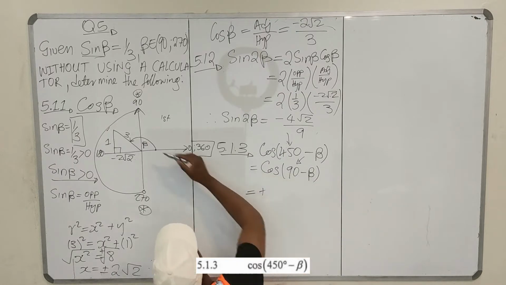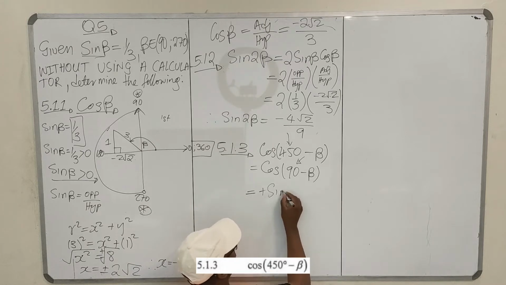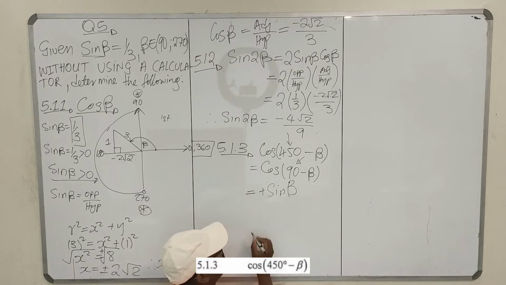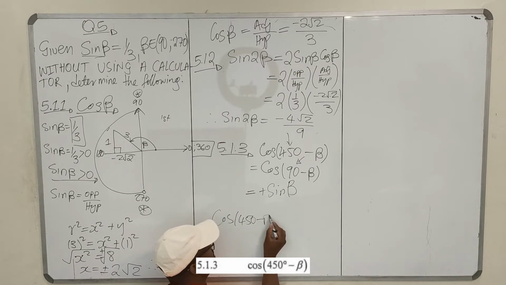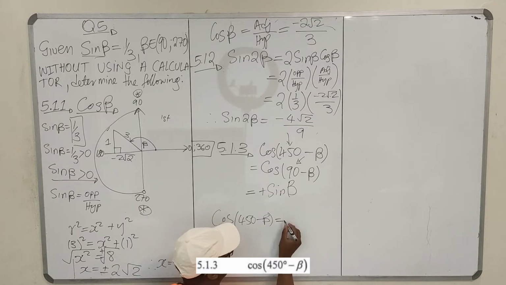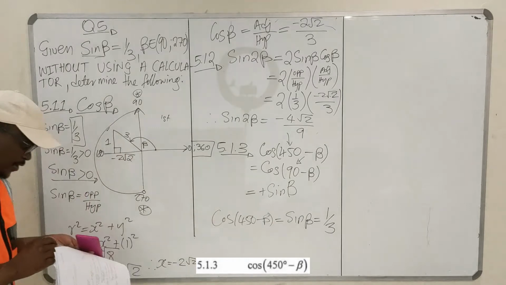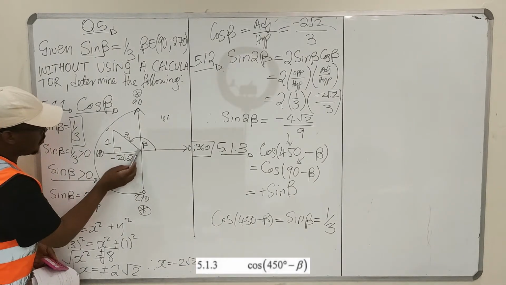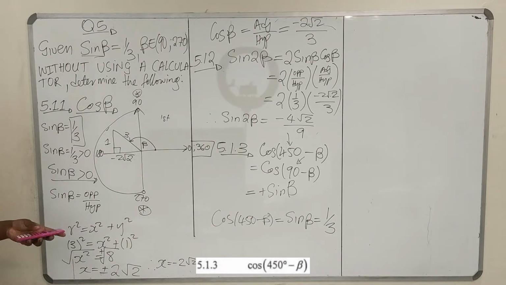But because the maximum is falling along this vertical line, it's 90 or 270, your function cosine will change to its co-function identity, which is sine beta. So your cos of 450 minus beta is equal to sine beta, which is equal to 1 over 3. Because sine beta is equal to the opposite over the hypotenuse. The opposite is 1, your hypotenuse is 3, which is what you've given anyway in the first place. So this is how to do this first question.